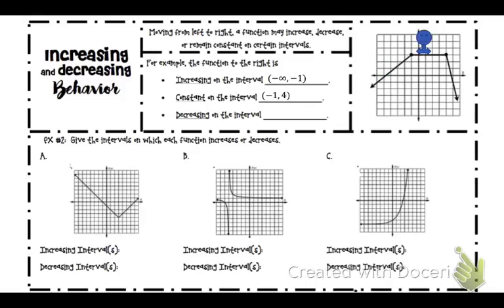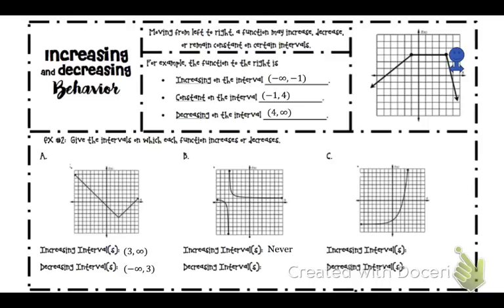Then up at the top, we're just walking on a flat surface. So that's from negative 1 to 4, that's constant. And then it's decreasing, I'm walking back down from 4 to infinity. Okay? Let's look at example A. So this is increasing from 3 to infinity because it's not increasing from negative infinity to 3. I'm actually walking downhill right there. So you're only going from 3 to infinity. Decreasing is negative infinity to 3.